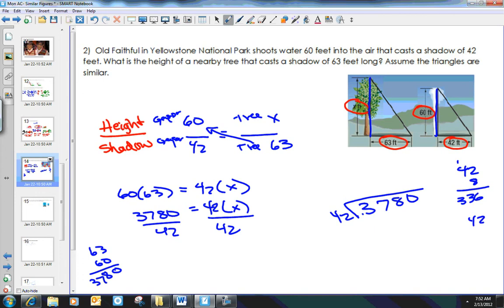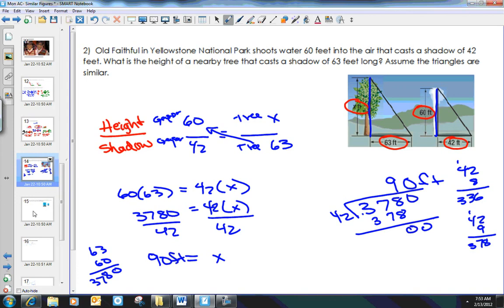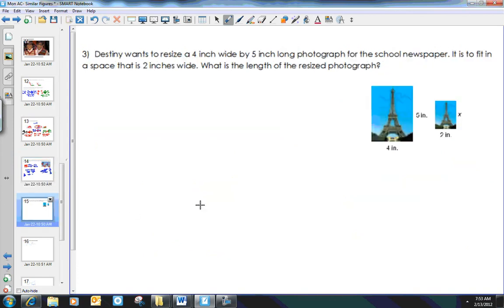Let's do 42 times 9 just to make sure. That's 18. Oh, look at that. That's 378 perfectly. So we're going to put a 9 here. Okay. And fill in with our 0 for our last place value. So 90 feet is the height of the tree. Okay. All right. Let's try another one.